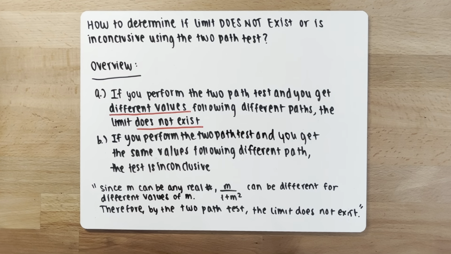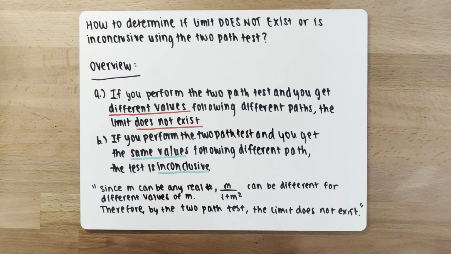Now, how do you answer a test question where the limit doesn't exist? Well, the format of answering questions like this is you could write, since m, or any constant, can be any real number, m over 1 plus m squared, or the value that you get, can be different for different values of m. Therefore, by the two-path test, the limit does not exist.